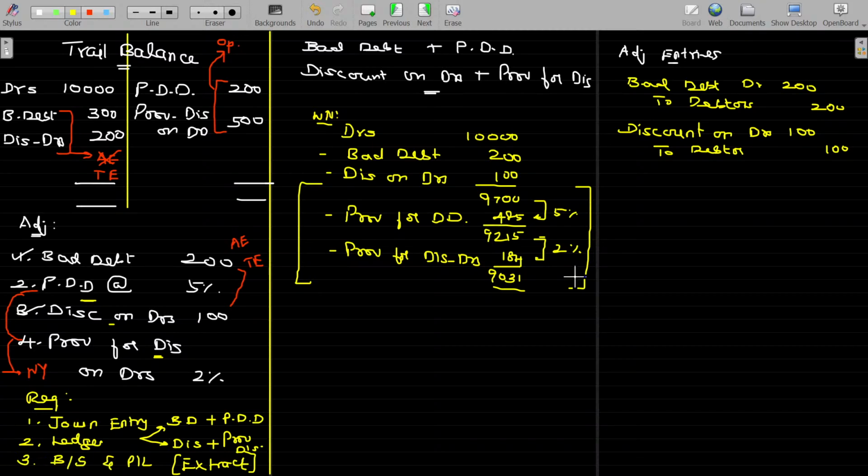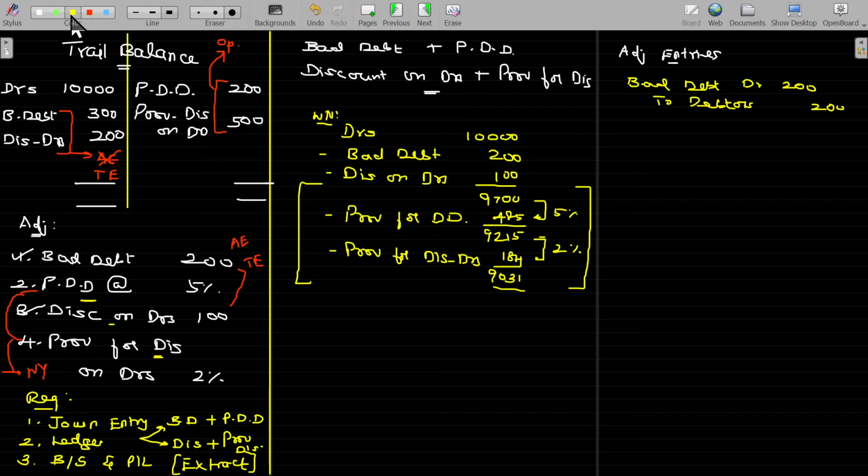Now, I have passed the entry for the bad debt. Next one being the transfer entry. I'll keep the discount on debtors to be passed later, so as not to confuse you. Finish up the bad debt alone separately, bad debt and provision for doubtful debts. Bad debt account debit to debtors 200, it's over.